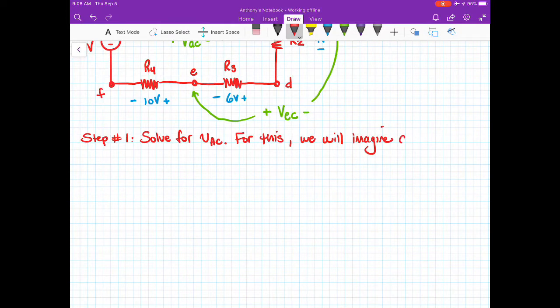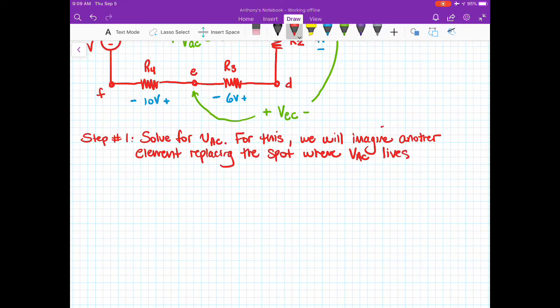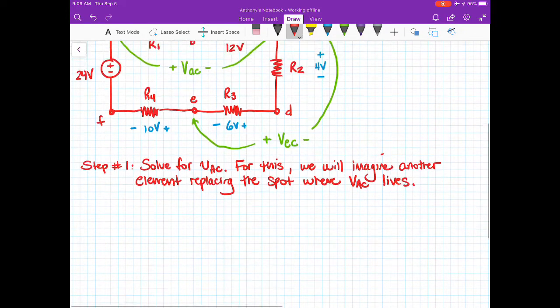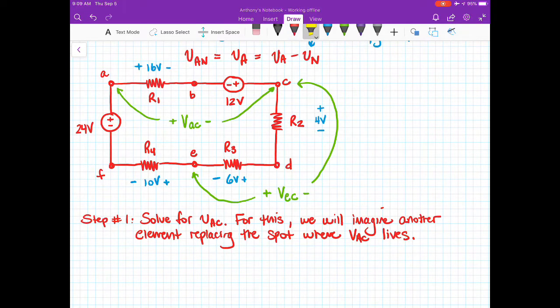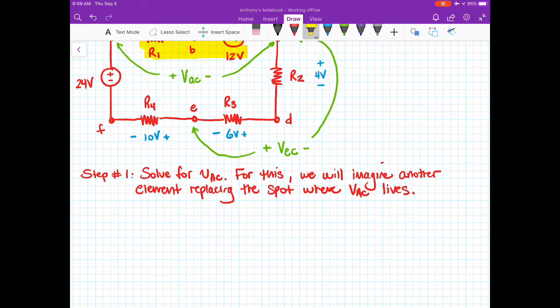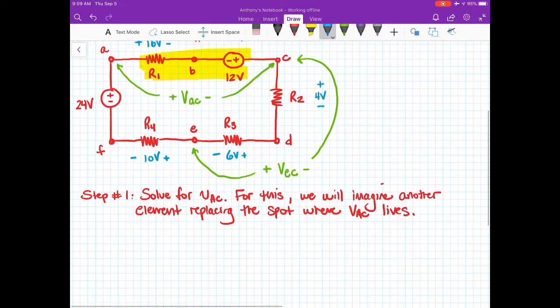So we will imagine another element replacing the spot where VAC lives. All right, so let's see what that means. VAC lives in this area right here, right? So what we're going to do is redraw the circuit now with those two elements replaced with essentially a black box. We use the term black box, but not really relevant here. Okay, so we have to draw the rest of the circuit.